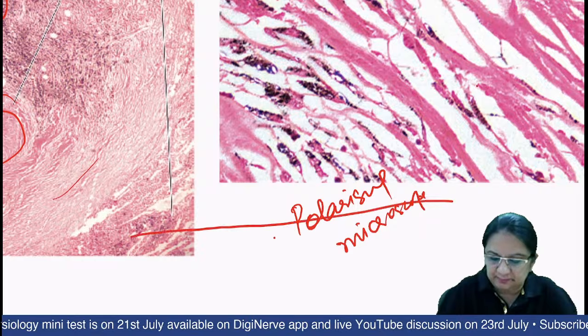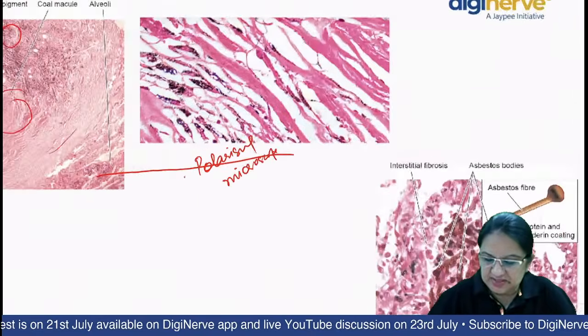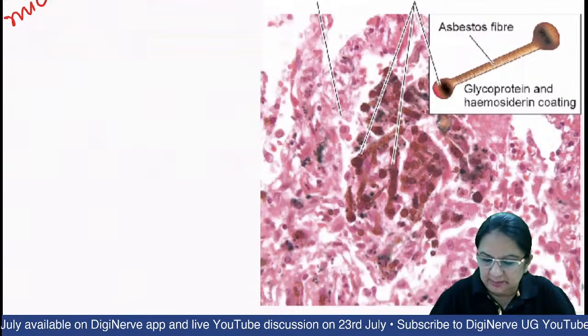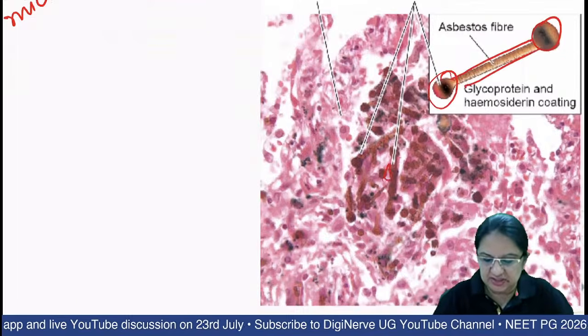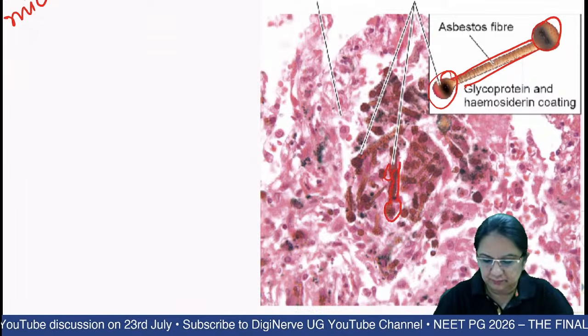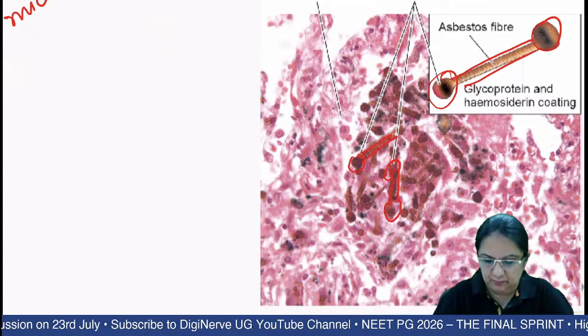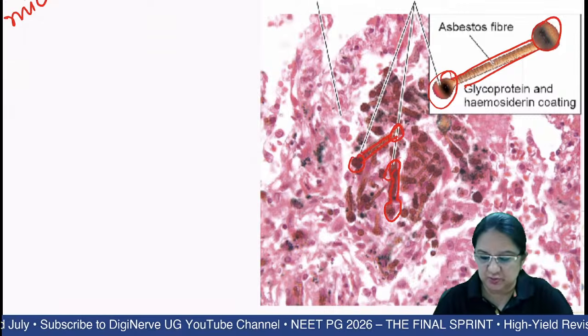And this is basically your dumbbell-shaped asbestos body, right? Also seen here. See, dumbbell-shaped asbestos body, right?